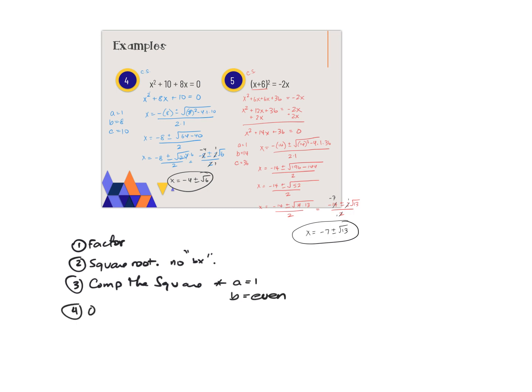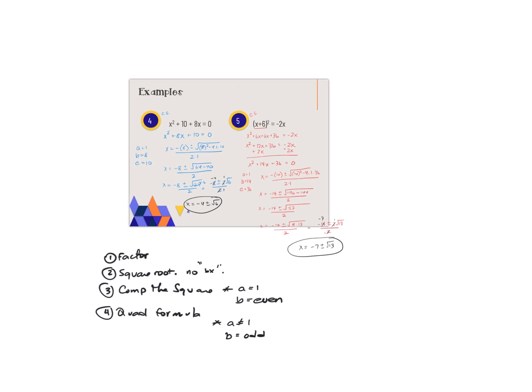And then four is your quadratic formula, which also works all the time. I prefer to use it when A is not equal to 1 and B is odd. That's my preference. These are preferences that I'm listing, but they can be used all the time. The first two can only be used in certain scenarios, so they're more limited, but they're much faster if they're applicable to your problem.